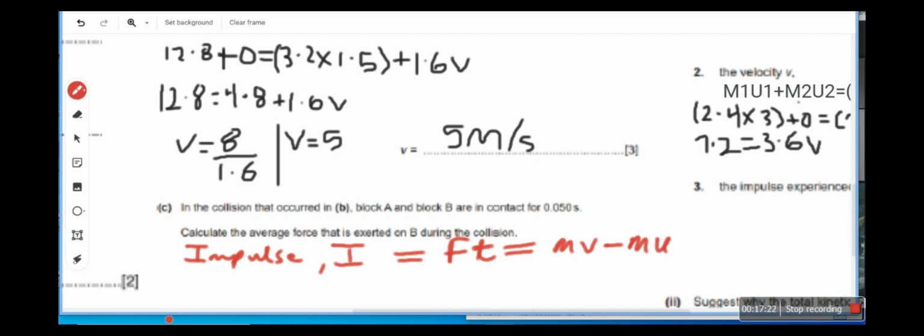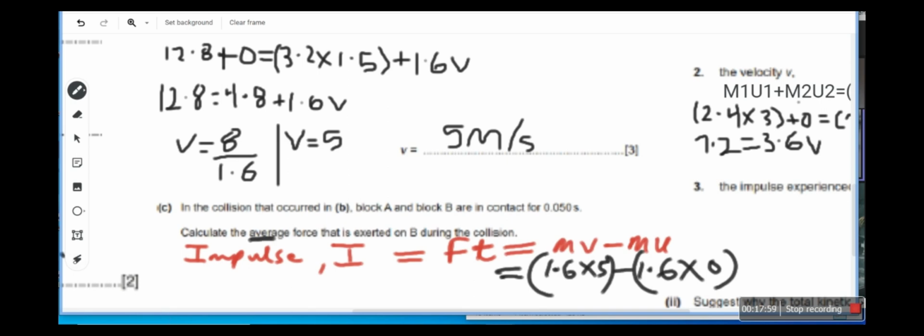Beautiful. What's the mass of B? Mass times... Okay. Mass of B is 1.6. So we have 1.6 times... What's the final velocity of B now? 5, minus the mass of B, 1.6, then times... What was the initial velocity? 0. And it's equal to impulse, because the question is about calculating the average force that is exerted on B. Yes. So you can get the force.